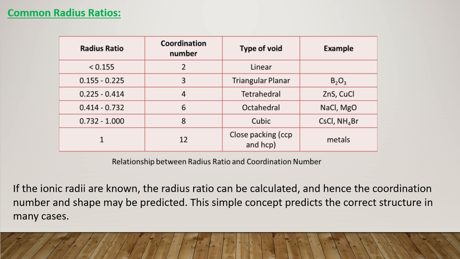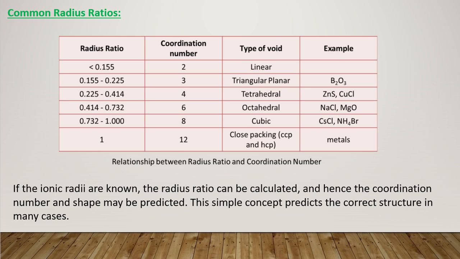There is a table of common radius ratios, which makes it easy to know which geometry results or which type of void is present. If the coordination number is found to be 2, or the radius ratio is below 0.155, then the shape of the molecule is linear. If the radius ratio is between 0.155 and 0.225, then the coordination number will be 3 and the geometry of the molecule will be triangular planar. An example is boron trioxide.